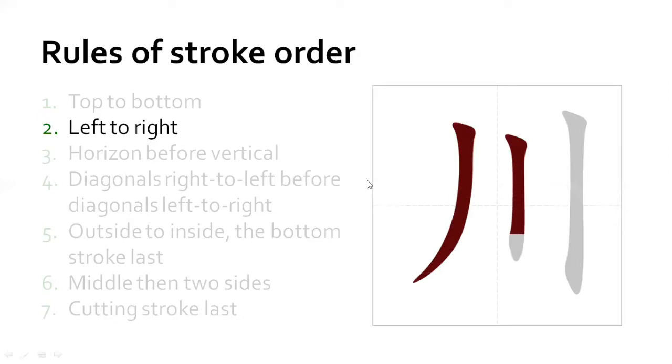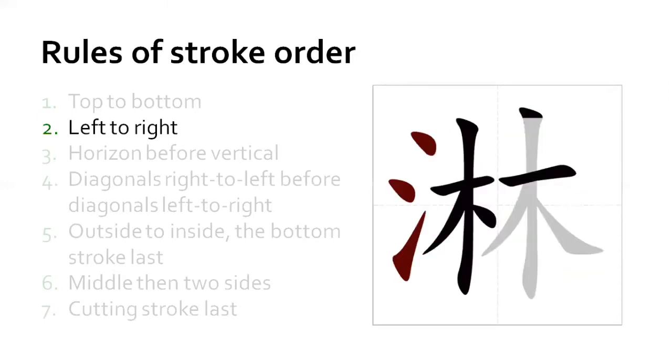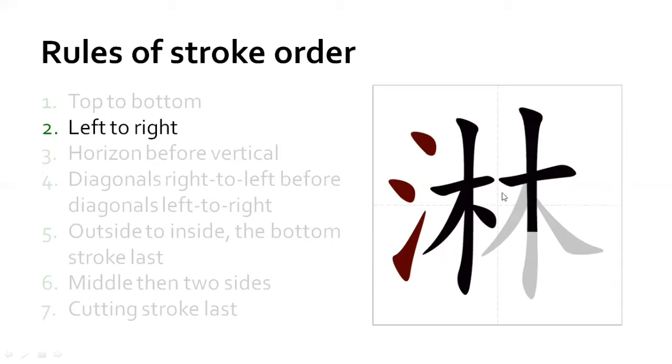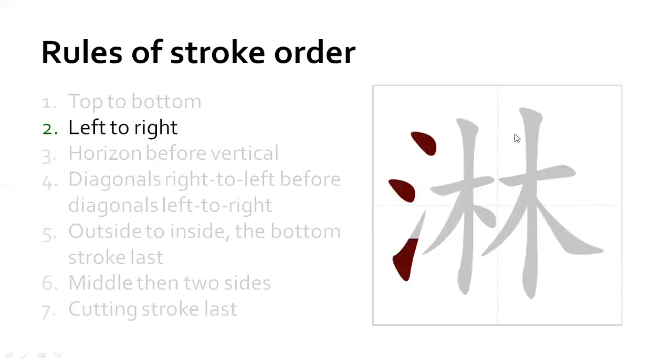Left to right. As the first rule, strokes are written from top to bottom and left to right. If you divide this character into three parts, 1, 2, 3, it goes from the left part to the right part.